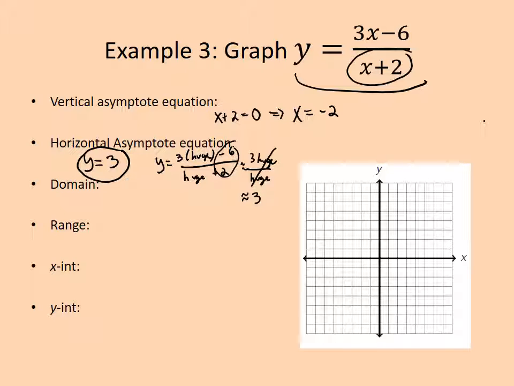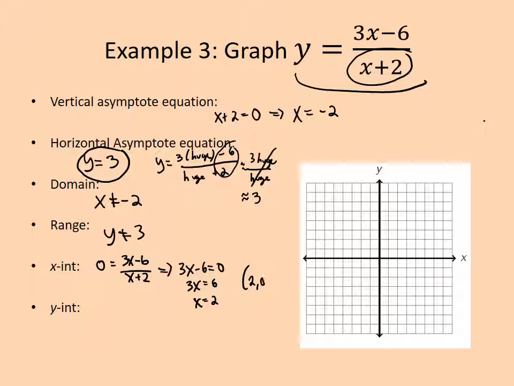The domain is the same situation. So the domain is everything but the vertical asymptote. So in this case, x does not equal -2. And the range is everything but the horizontal asymptote. In this case, y does not equal 3. Our x-intercept we find by setting y equal to 0. So 0 equals (3x minus 6) divided by (x plus 2). When you multiply both sides by x plus 2, 0 times x plus 2 is just 0. So our x-intercept is really just when 3x minus 6 equals 0, which happens when x equals 2. So our x-intercept is (2, 0).